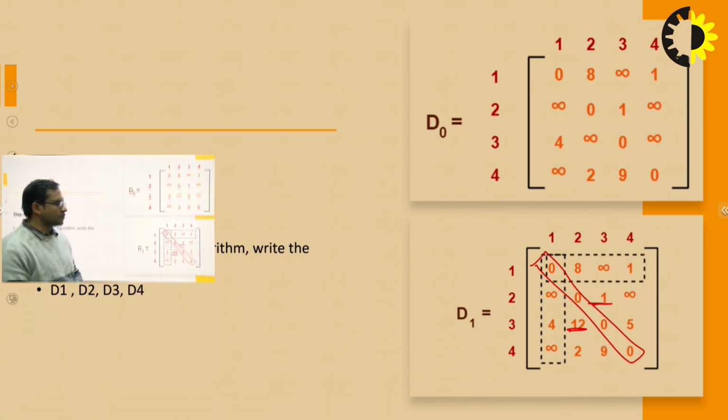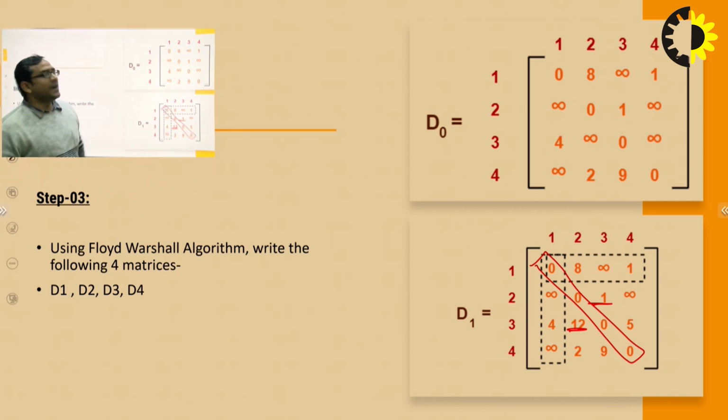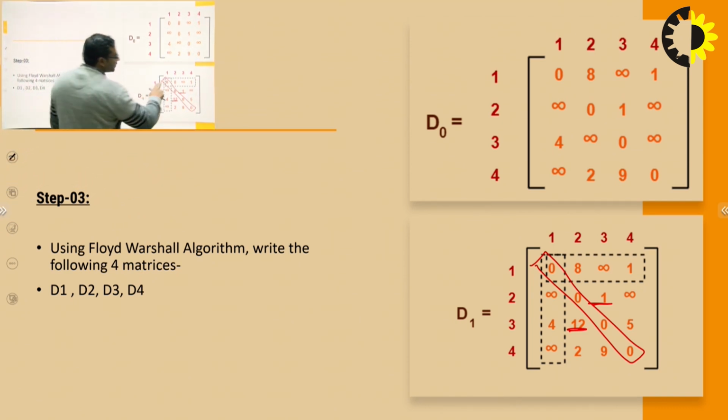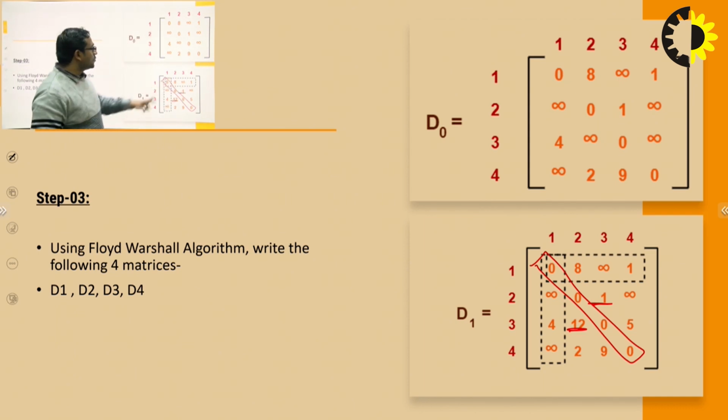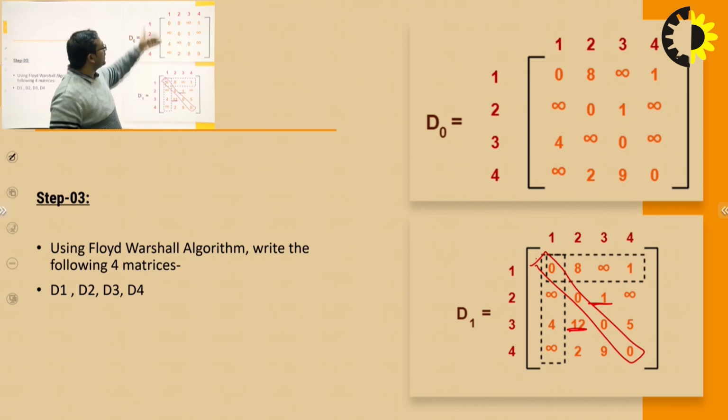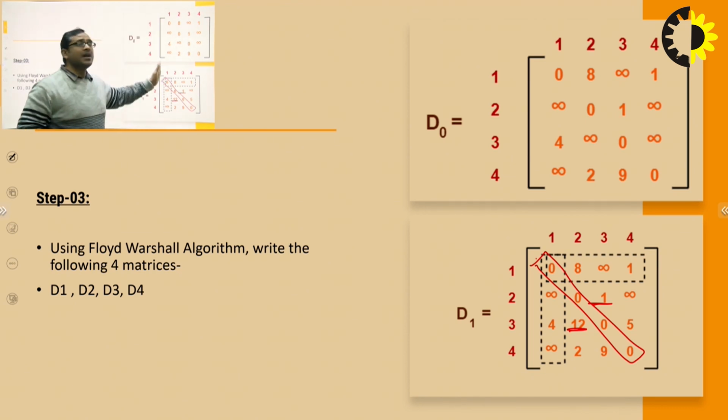Okay, 0 0 0 0, and I am representing this through the dotted line because I am taking 1 as a pivot element. So this remains unchanged. And if you compare to D0, so 0 8 infinity 1, 0 8 infinity 1, and 0 infinity 4 infinity, 0 infinity 4 infinity remain unchanged.